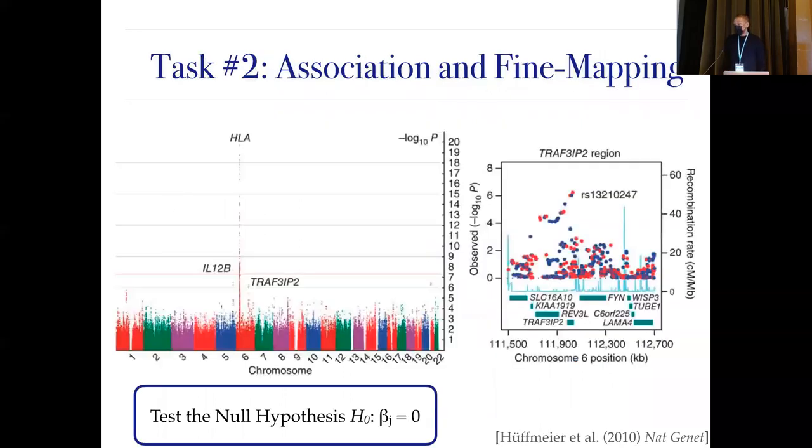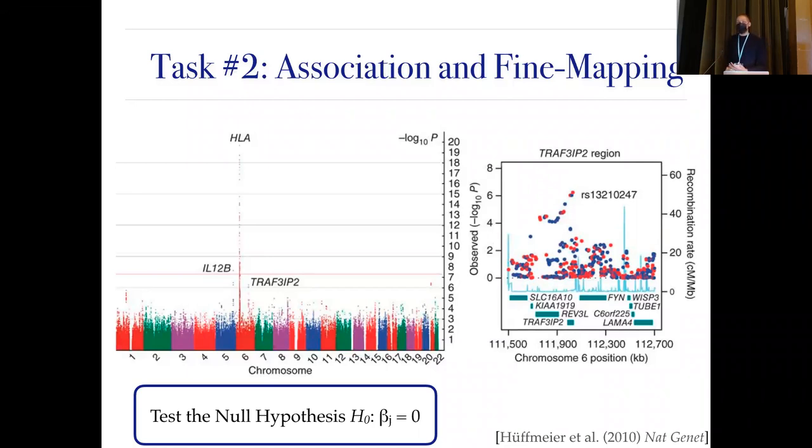That's not exactly the space I'm going to talk about today. The talk today is about task two, which is association and fine mapping. The whole idea here is that once I estimate those betas, I can derive some standard errors, then derive p-values from them, and start looking at downstream tasks for associations, either at a given genomic position or at the genes that are associated in that given space.